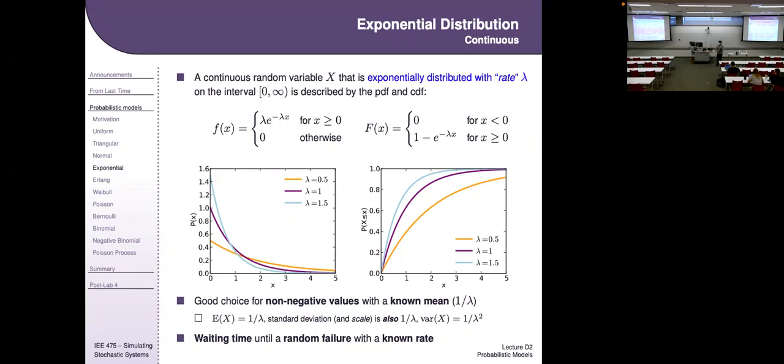So any questions about that? Do you understand what I mean by only given a mean? It has to be non-negative and so on.